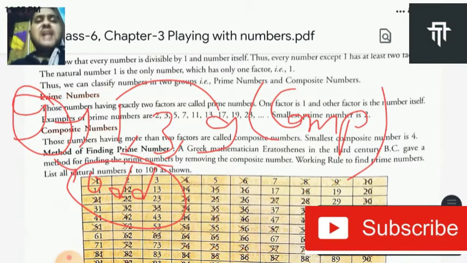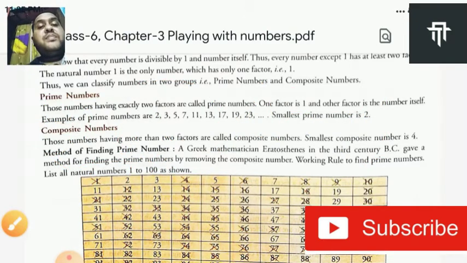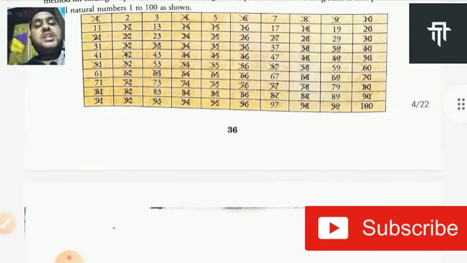And if the question is like this, write the first even number which is composite. So 4. 4 is the first even number which is composite. And 9 is the first odd number which is composite. So this is about prime numbers and composite numbers.